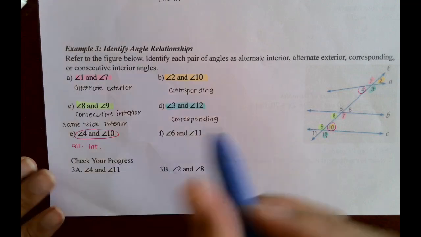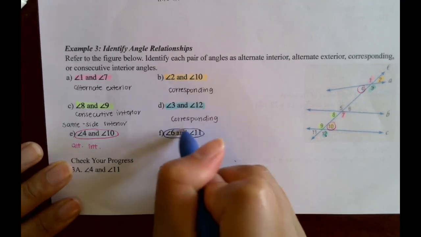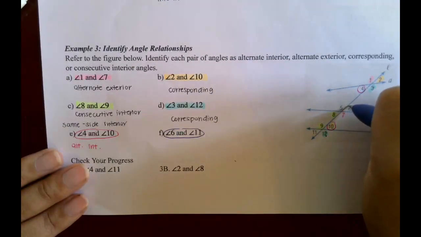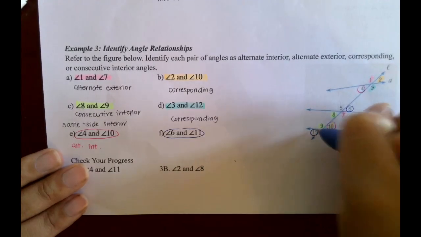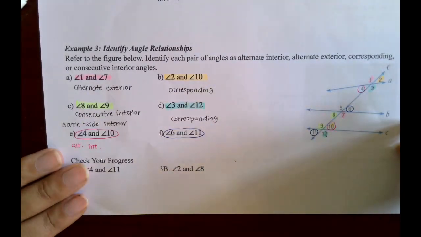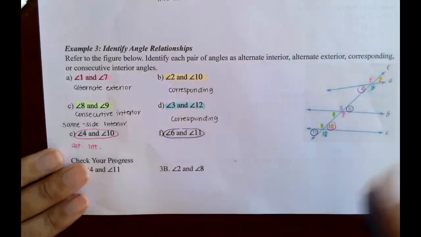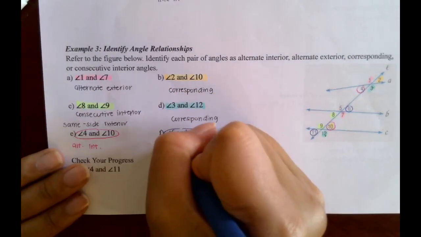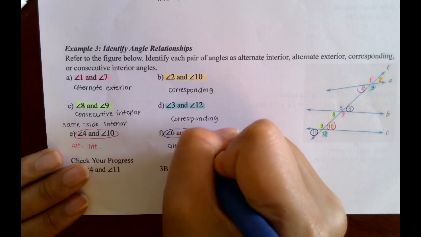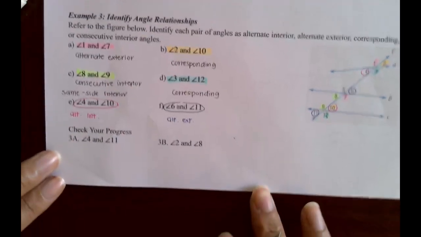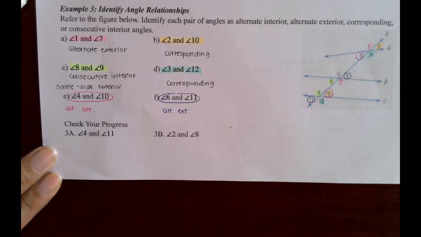And then here, 6 and 11. 6 is here, 11 is here. I use this as my pair. Right? They are both exterior, but they're on opposite sides of the transversal. So that would make it alternate exterior. Okay? So why don't you try 3A and 3B on your own and then come check your answer.